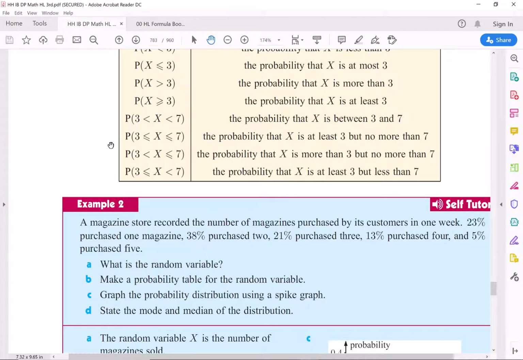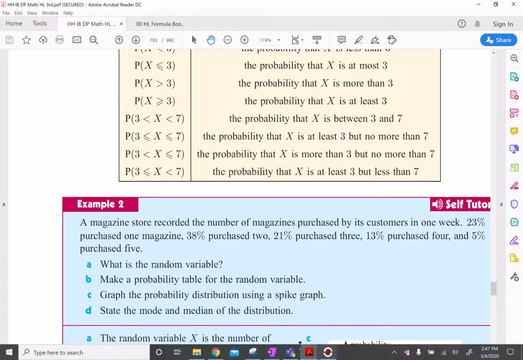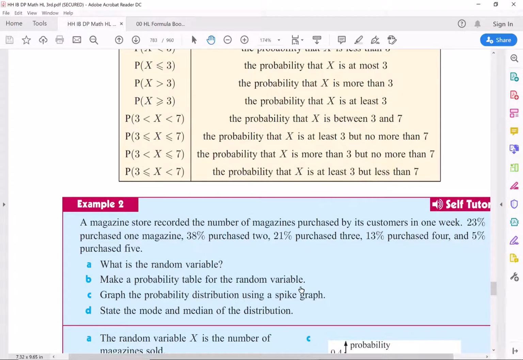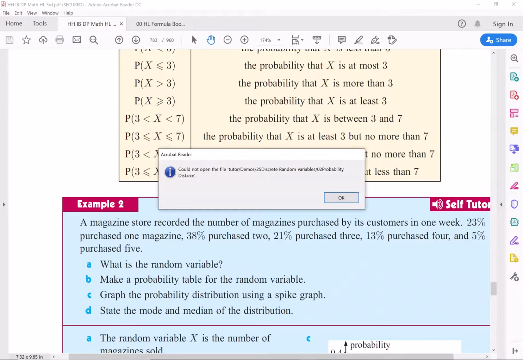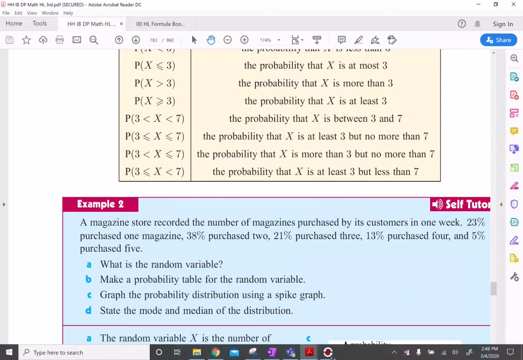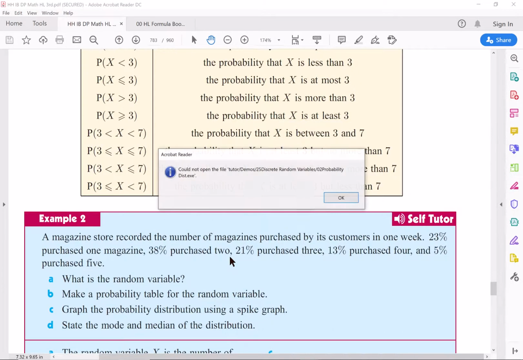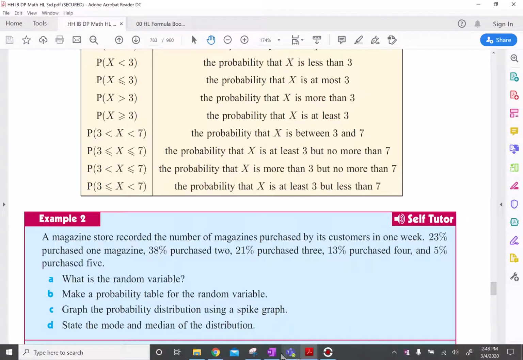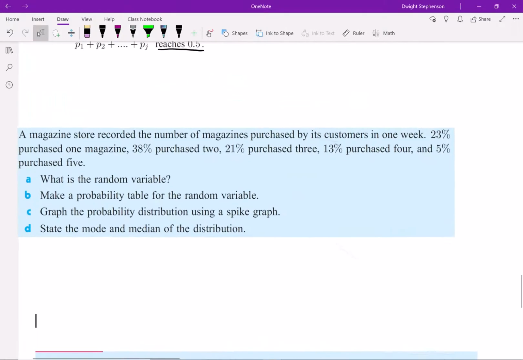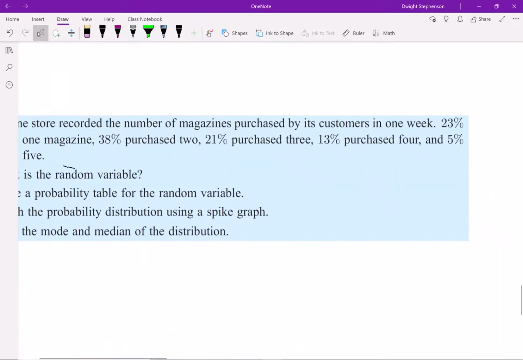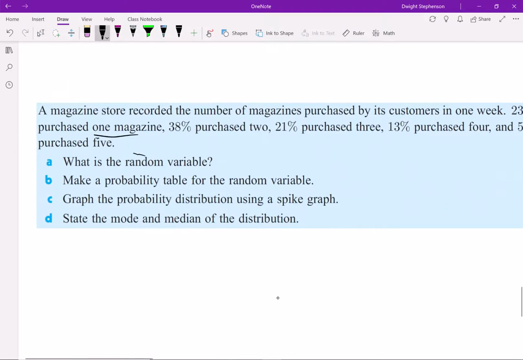Okay, so another example is this magazine store that is recording the number of magazines purchased by its customers, and it somehow collected the probabilities that they purchased 1 magazine, 2 magazines, 3 magazines, probably just by collecting data every time somebody comes in, they record how many they buy. So in this case, the random variable is the number of magazines being purchased, right?